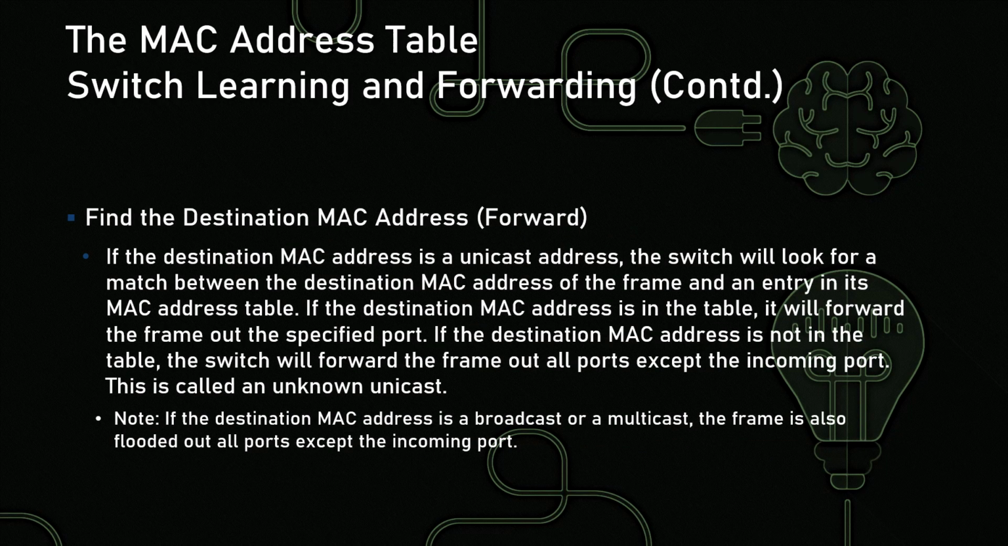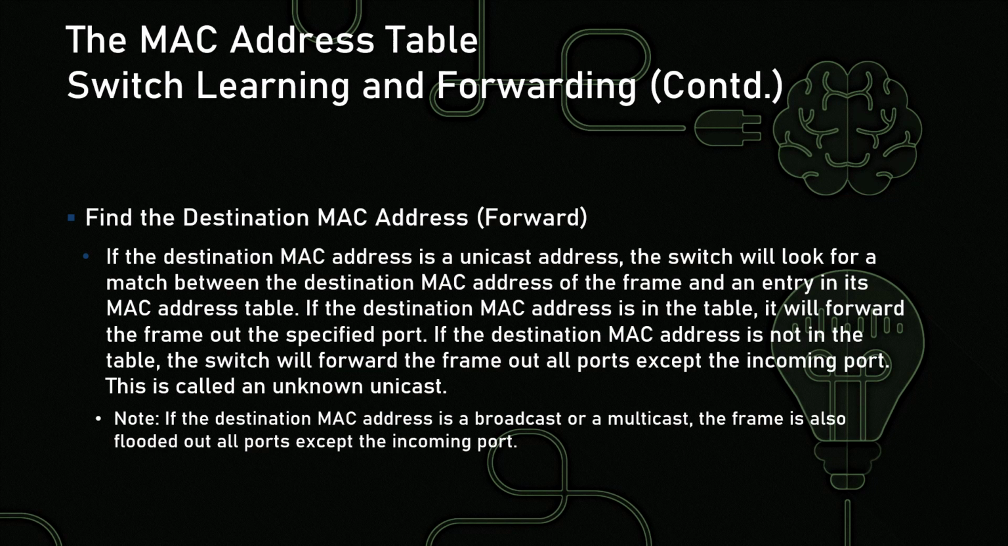Now let's go through the forwarding process. How do we find the destination? If the destination MAC is a unicast address, the switch is going to take a look between the destination MAC and an entry in its table. If the destination MAC is in the table, we get forwarded on the correct port. If not, we do a broadcast and try and do what's called an unknown unicast.